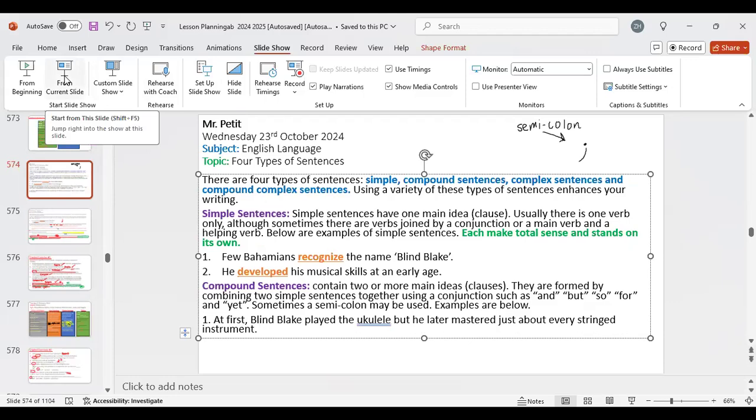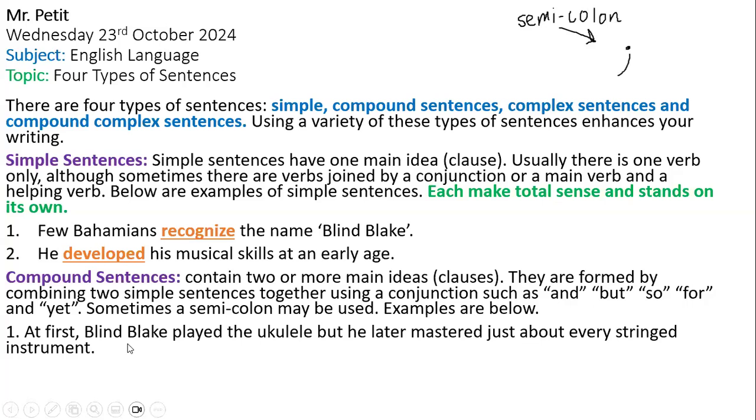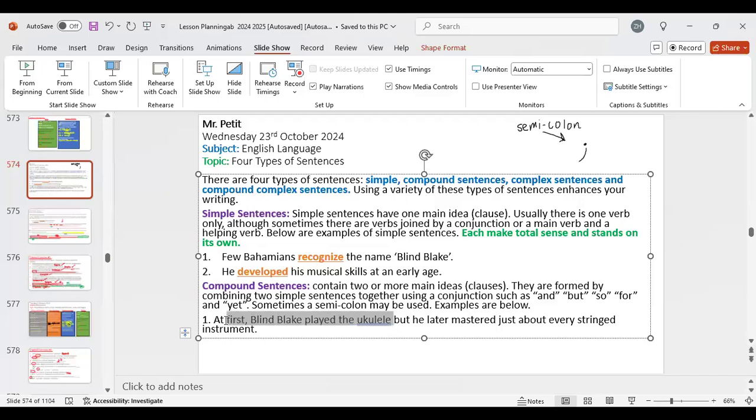What sort of sentence is this one? Compound. This is a compound sentence. Why is it a compound sentence? Because it uses the conjunction. It has a conjunction and it has several verbs.